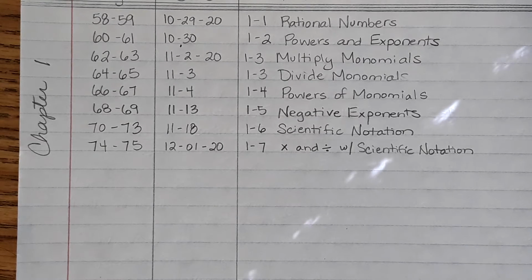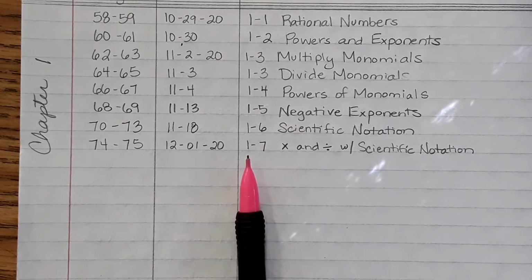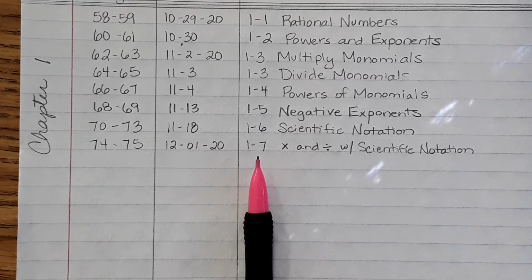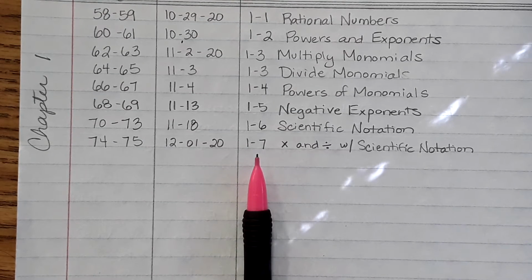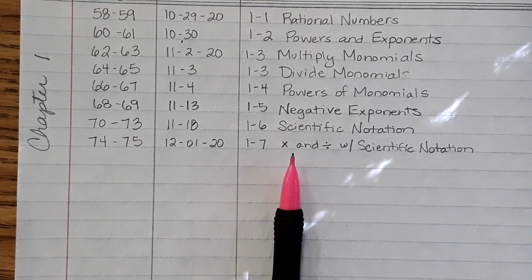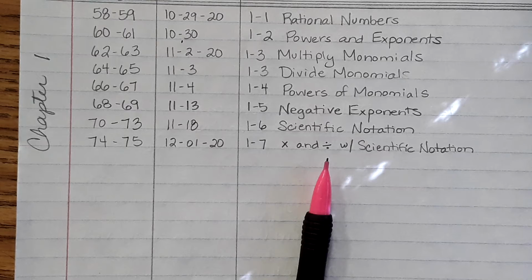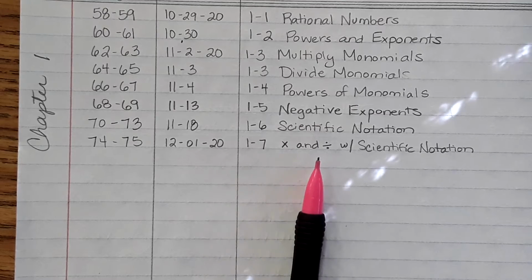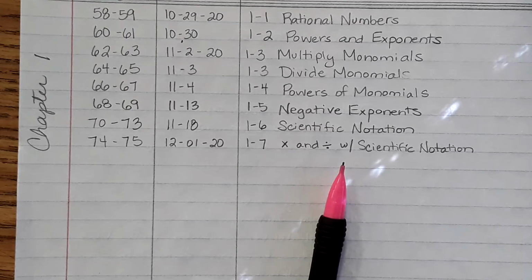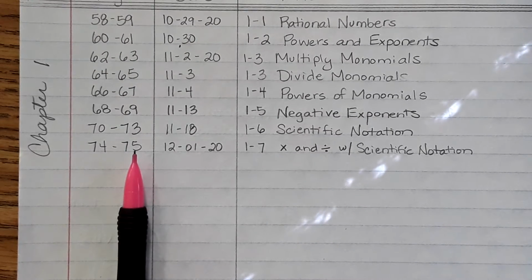In today's lesson, we're going to look at Chapter 1, Section 7. In your textbook, it labels it as Compute with Scientific Notation. However, we're only going to focus on multiplying and dividing and not the adding or subtracting. So we're going to label it Multiplying and Dividing with Scientific Notation. And let's go to the next page on the right, page 75.